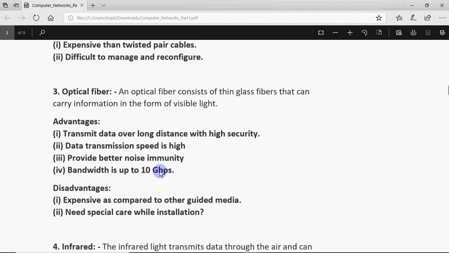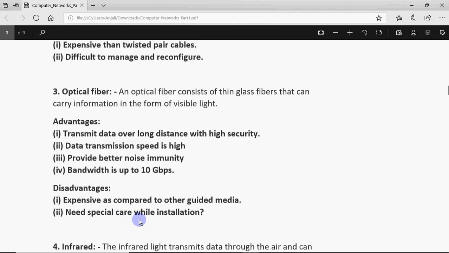Always remember when this b is small, it's bits per second. When you have B capital, then it is bytes per second. Okay, so it's very important. Sometimes they can just ask you the full form of this. Then we have disadvantages. It's very expensive, and obviously any electrician cannot install this.